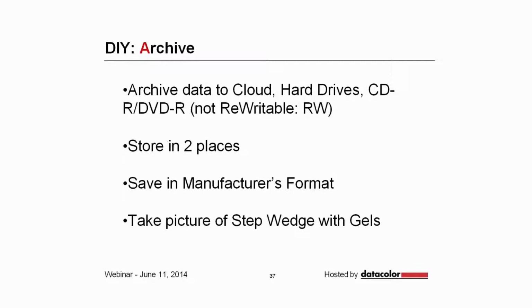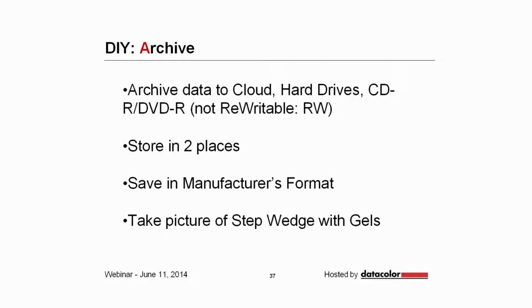As far as archiving, you'd of course want to archive to the cloud for storage, and in this instance that would be a good idea, but you may be in a situation where you don't have internet access, and so obviously if you're going to use DVD or CD, the -R are the best to use. You'd want to store in two places, save in the manufacturer's format, mostly to prevent yourself from saving over the original. Again, you'd save a second copy as a TIFF image.